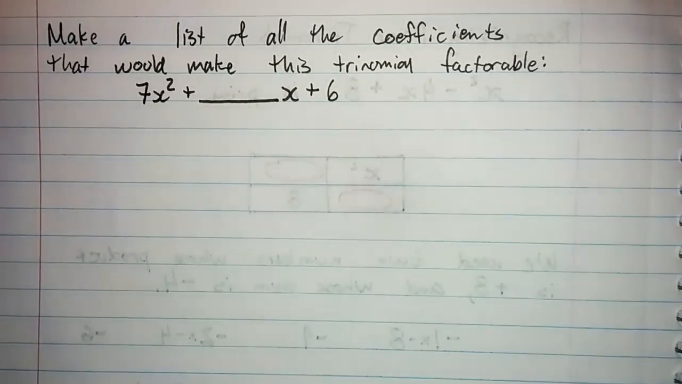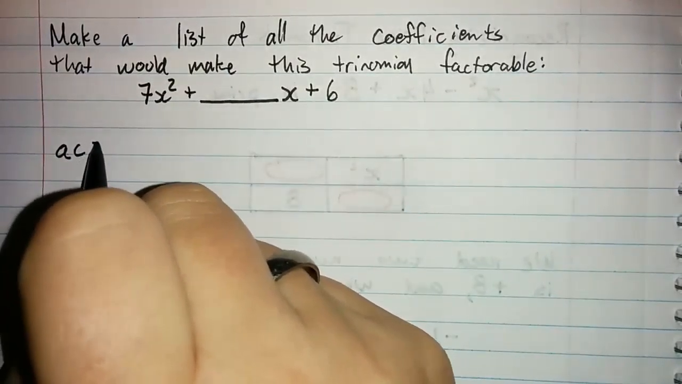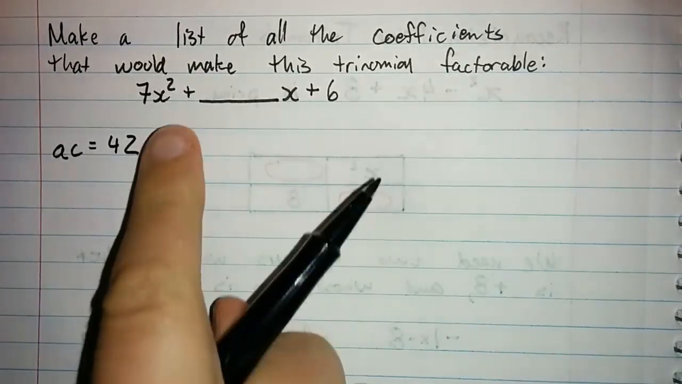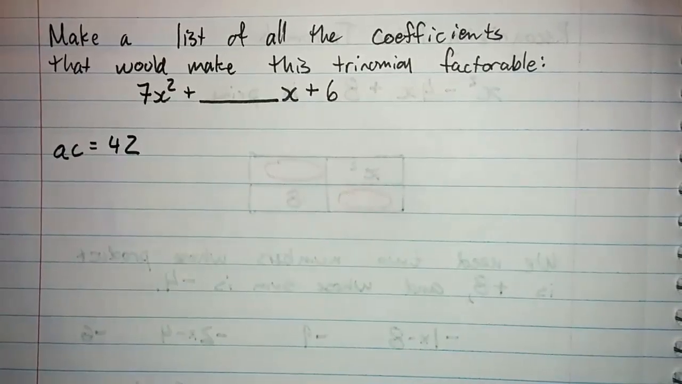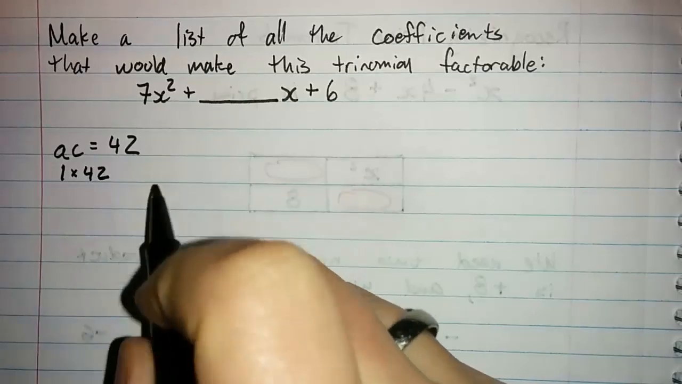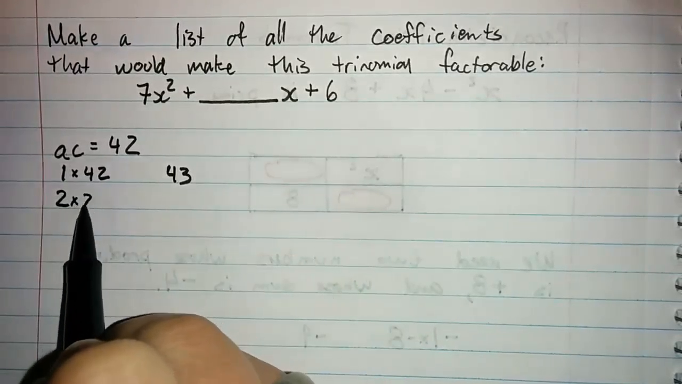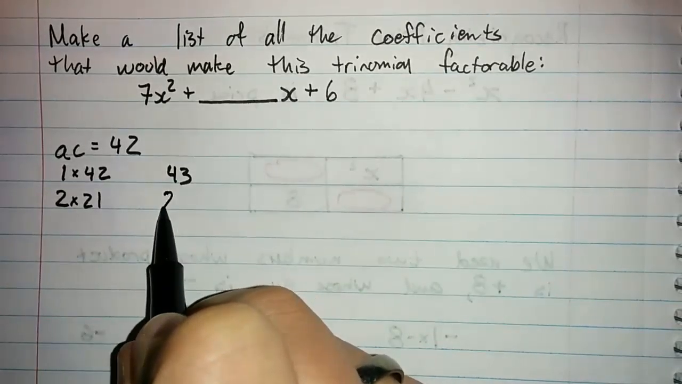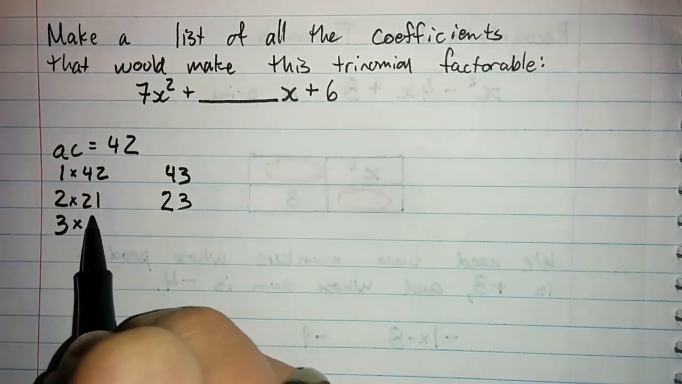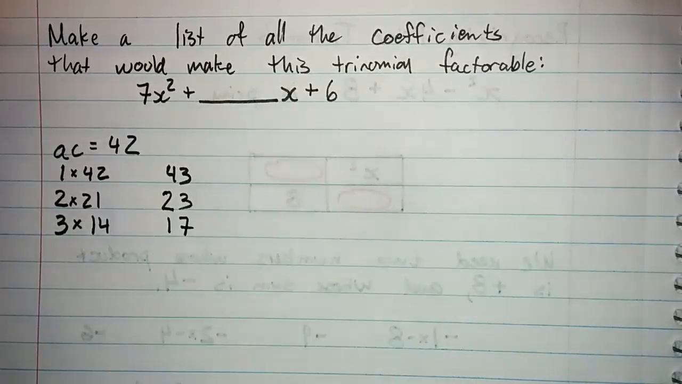All right. 7 times 6, that's AC, is 42. All right, we're going to have a long list, right? We're looking for positive, so we'll just take positive pairs. 1 times 42, that sum is 43. 2 times 21, that sum is 23. 3 times 14, that sum is 17.